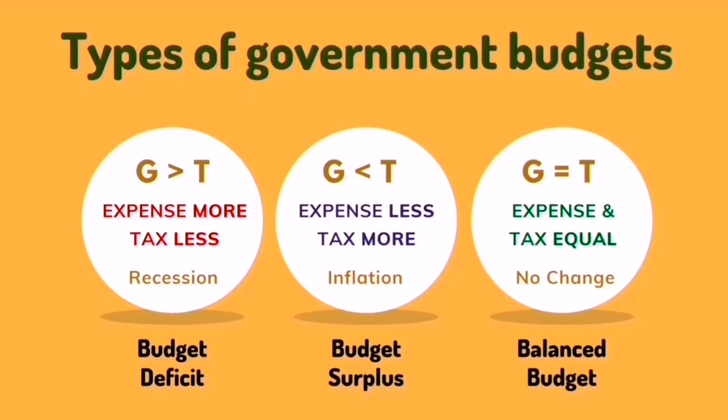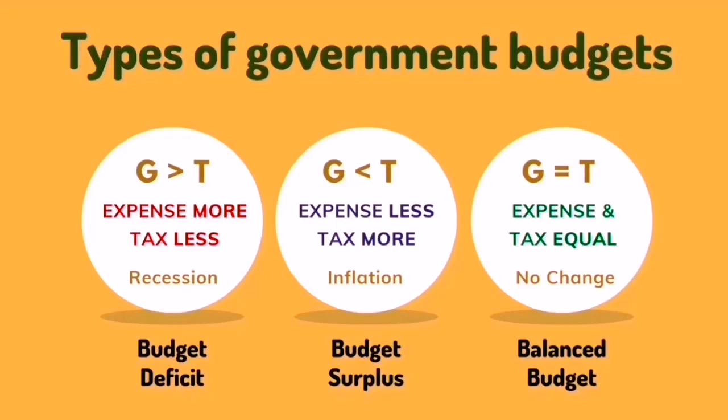Types of government budget. Government budgets are made up of three types, namely balanced budget, deficit budget, and surplus budget. Budget deficit is where the government expenditure exceeds its revenue. A deficit budget is where the government plans to spend more than it receives. The government will use this budget when the economy is in recession.